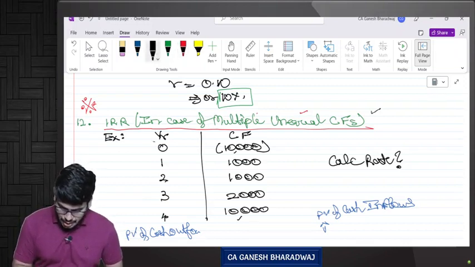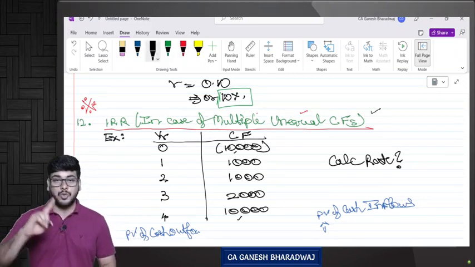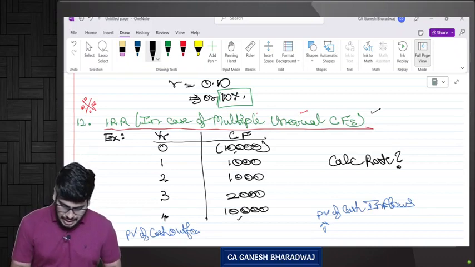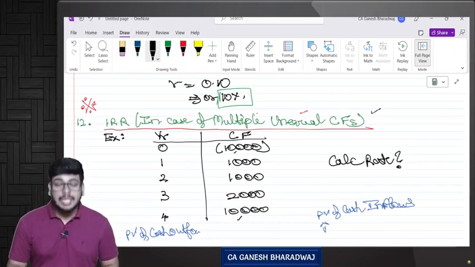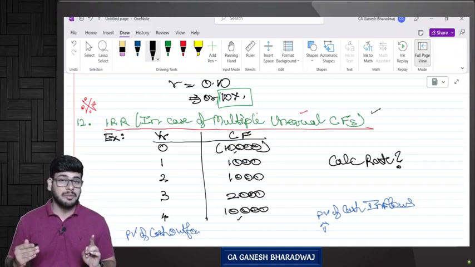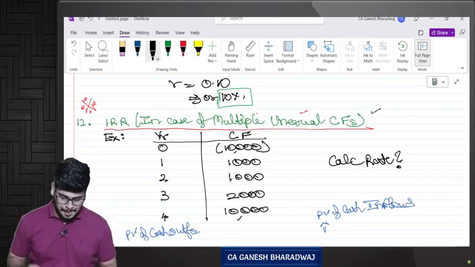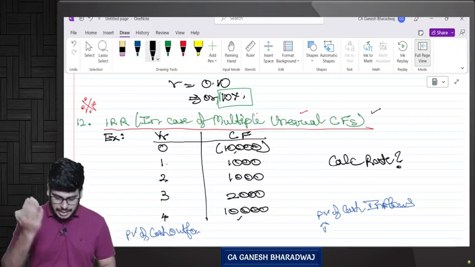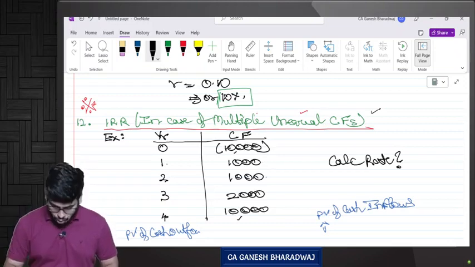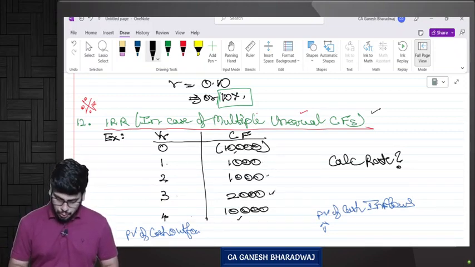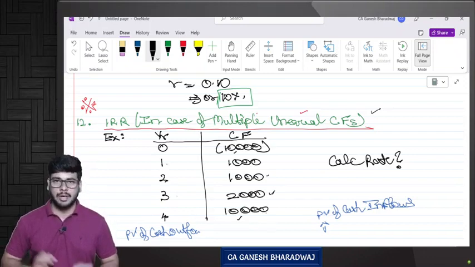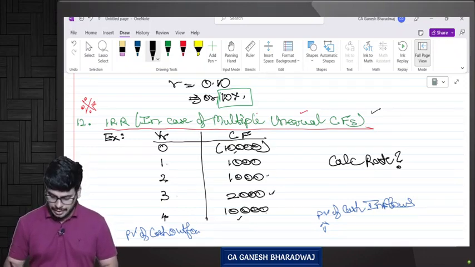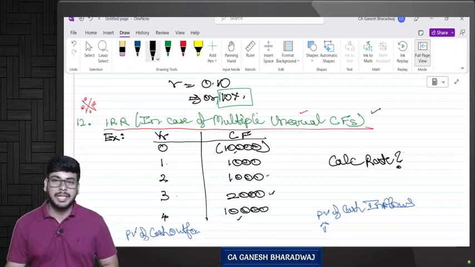I have given the year and the cash flows pertaining to the respective year. Year 0, the cash flow is minus 10,000, meaning there is an outflow. Then year 1, there is a cash flow of positive 1,000, that is an inflow. Year 2, inflow of 1,000. Year 3, inflow of 2,000. Year 4, inflow of 10,000. This is the data given in the question. What we should do is calculate the rate.